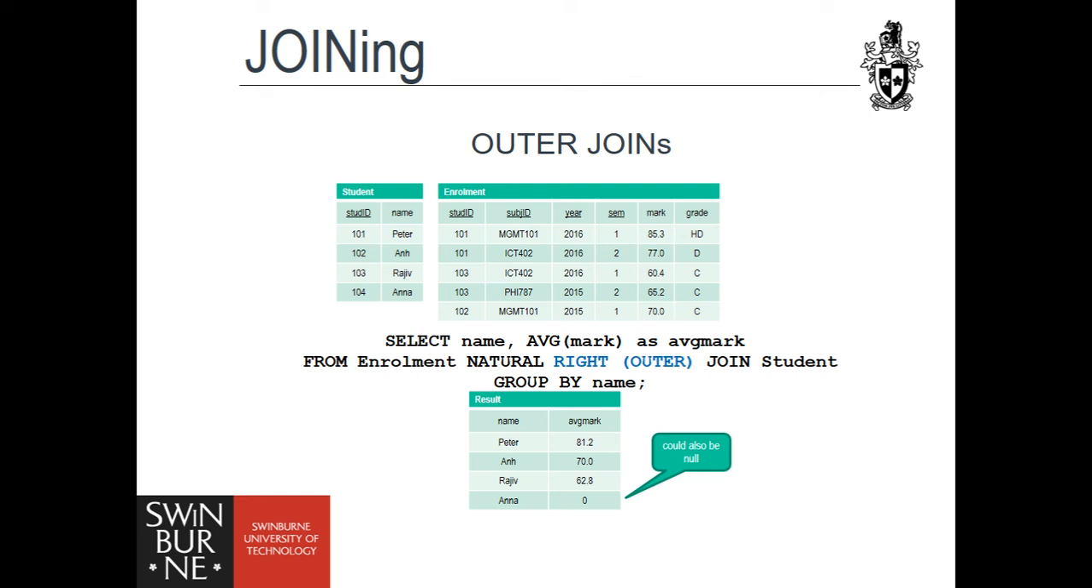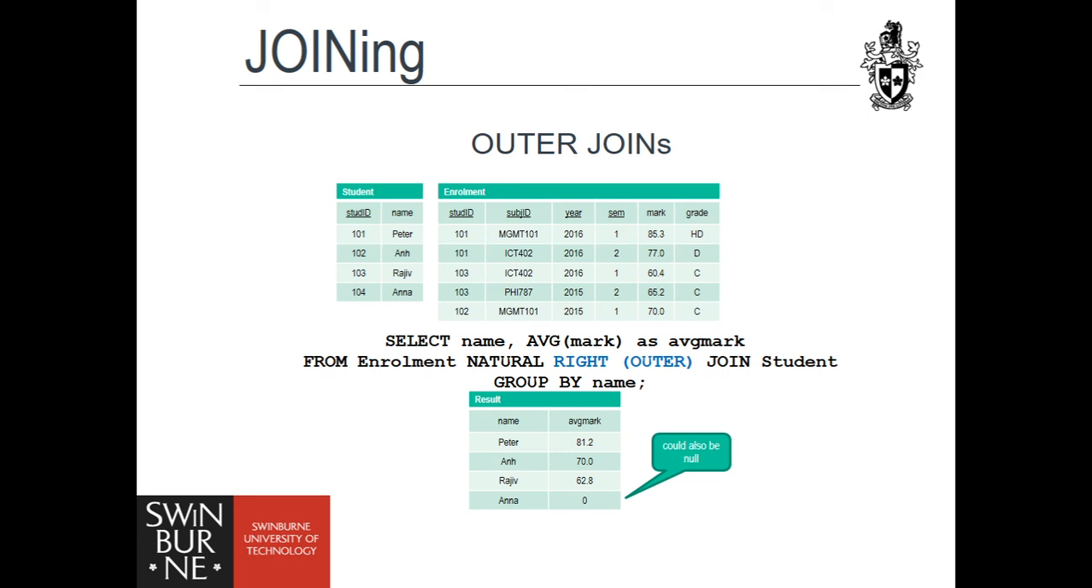Because Anna has no enrollment entries, this tuple in the student name has no matches in the enrollment tables. This is why an inner join will not pick it up. If you supply a right join, it has to be outer because of the right keyword, so the outer keyword is optional. Anna is included.